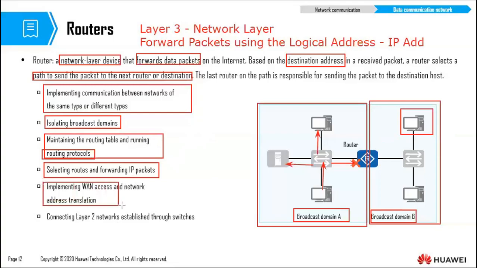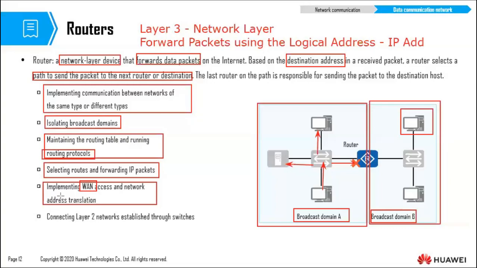Then it also is used to implement WAN access and network address translation. WAN access means wide area network, which is just the internet access. So the very last device on the core layer that will connect you to the internet is the router. Network address translation, we are going to learn about NAT. It's simply known as NAT, N-A-T, NAT.